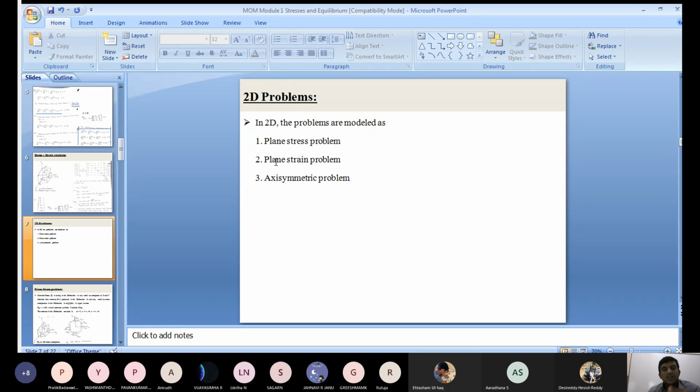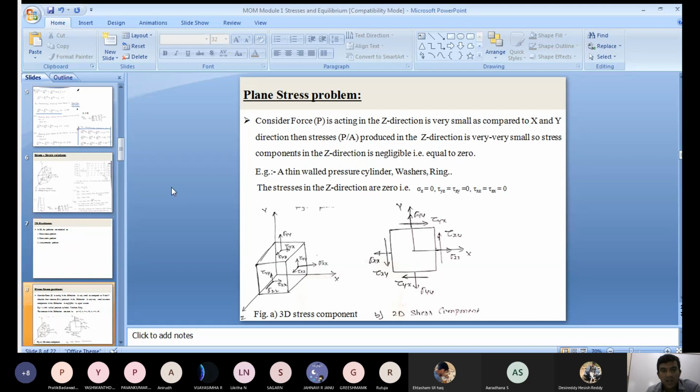Suppose the thickness is more, and the deformation in that direction is small, and the strain induced in the z direction is very small. Then that is also considered a two-dimensional problem, called a plane strain problem, plane strain condition. Okay, for your syllabus axisymmetry is not there. After that we discussed what a plane stress problem is. We have given some examples also.